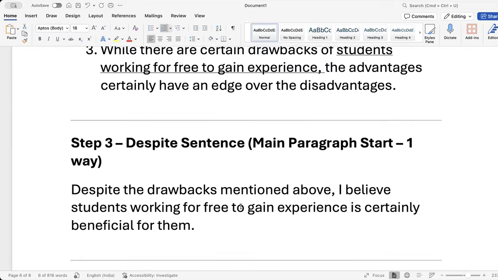So despite the drawbacks mentioned above. So ऊपर जो drawbacks लिखे हुए हैं उसके बावजूद I believe students working for free. Again, you're going to write the topic. I believe the topic is certainly beneficial for them.